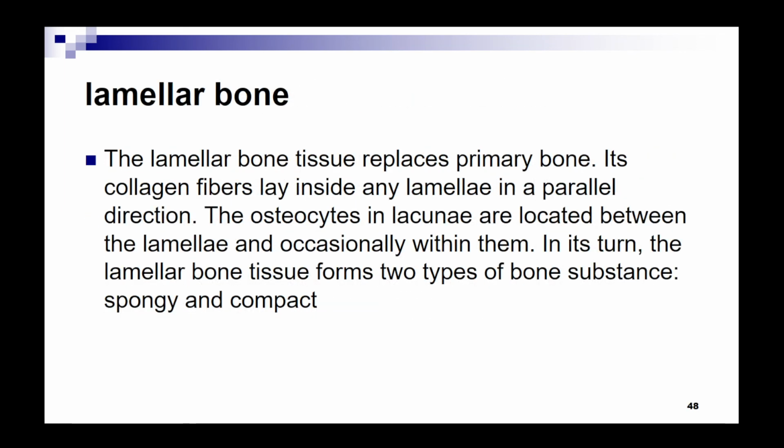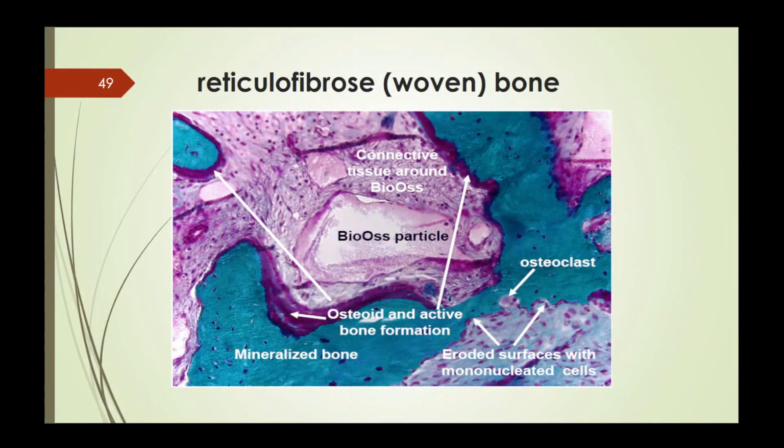Lamellar bone. The lamellar bone tissue replaces the primary bone. Its collagen fibers lie inside any lamella in a parallel direction. The osteocytes in lacunae are located between the lamellae and occasionally within them. In turn, the lamellar bone tissue forms the 2 types of bone substance, spongy and compact.